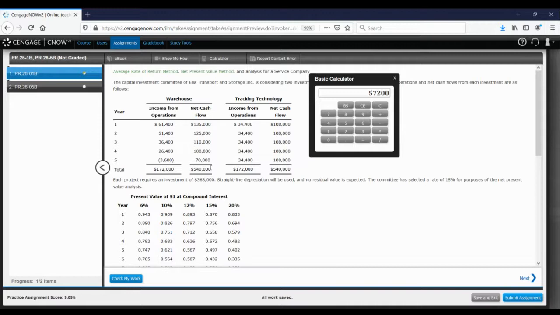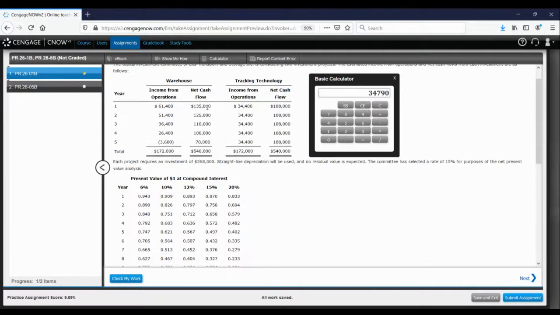To find the fifth year's present value, I'm going to take 70,000 and I'm going to multiply that by the table value amount at 15% for the fifth year, which is 0.497. That will give you 34,790 as your present value of $70,000.